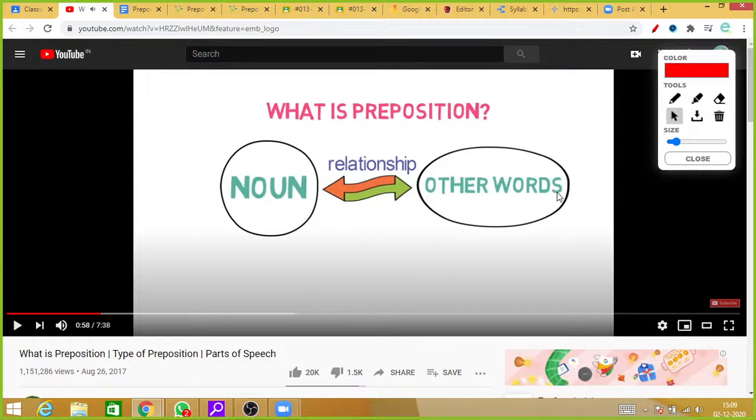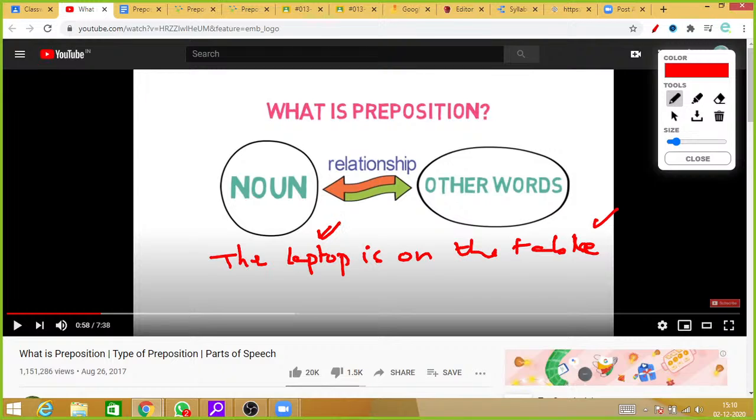Like we had done the preposition of place. So the noun is anything and its relationship with other words. For example, the laptop is on the table. Which is the noun in this? Table. What about laptop? Laptop is also a noun. So the relationship of this with other words, noun to noun. The relationship between a noun to noun: on the table.